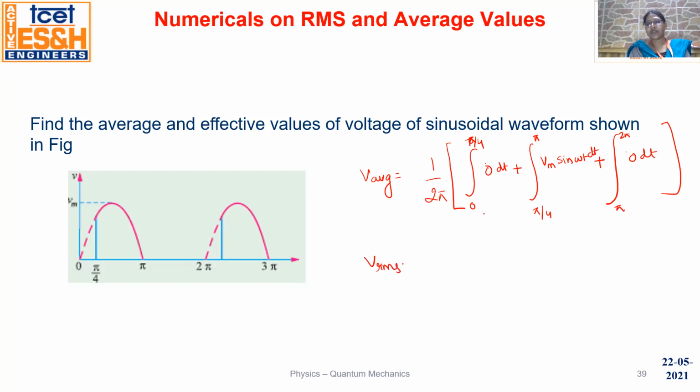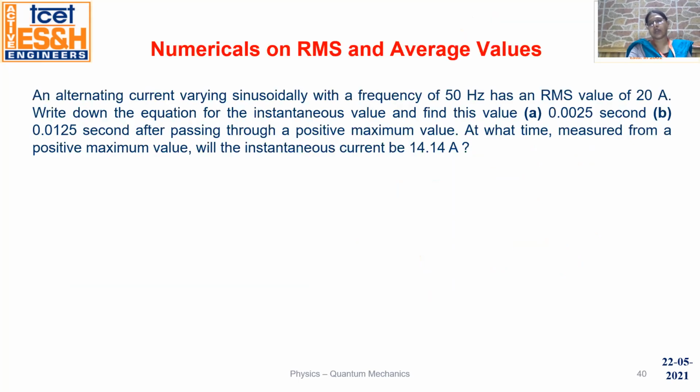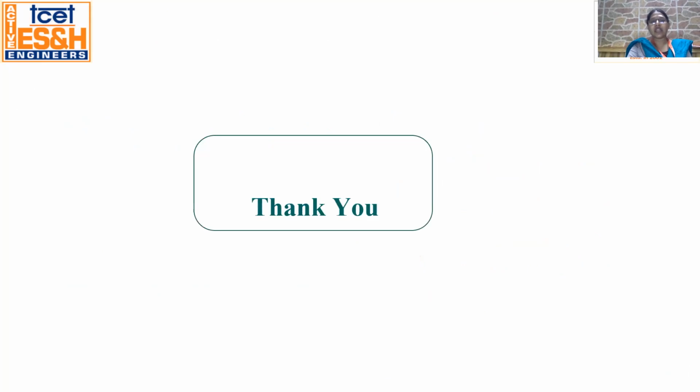And then V RMS. V RMS is the square root of 1 by 2 pi, integrated from pi by 4 to pi. Both the other terms are already 0, so I am not including them here, only Vm square sine square omega t, d omega t. This will give the RMS value of this particular signal. Okay, so there are various numericals, and I leave these for you to practice.